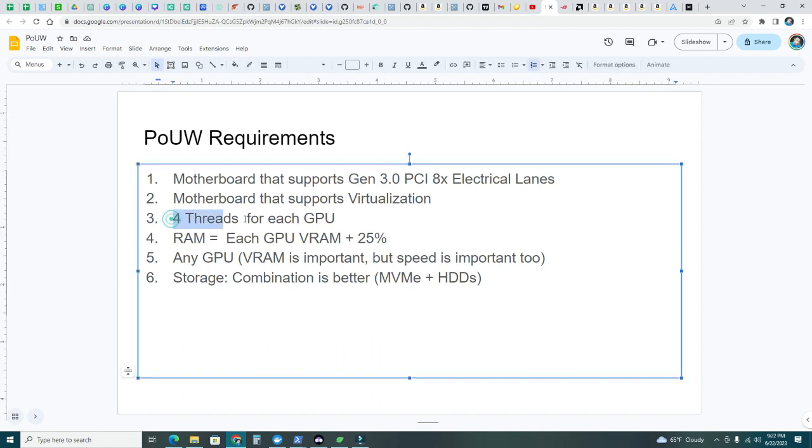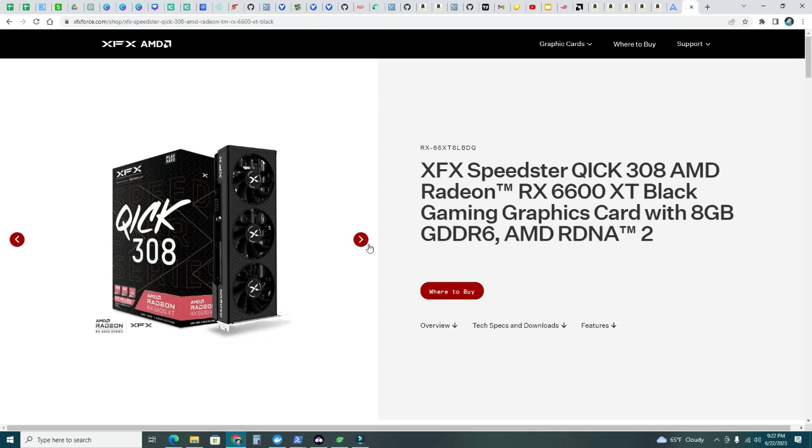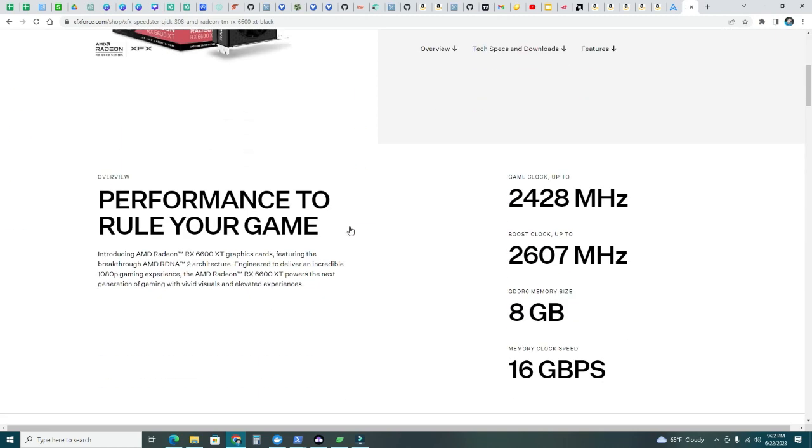We need 4 threads for each GPU. So in this mining rig, I have a total of 6 GPUs. Let's go and check the GPUs that I have. These are the ones I have, 6 exactly the same. They are RX 6600 XT, XFX Speedster. All right, they come with 8 GB each.